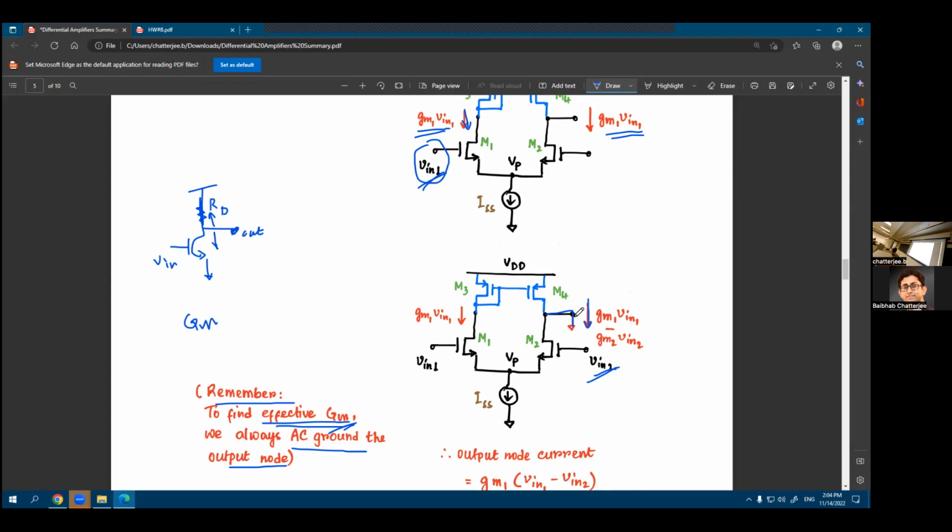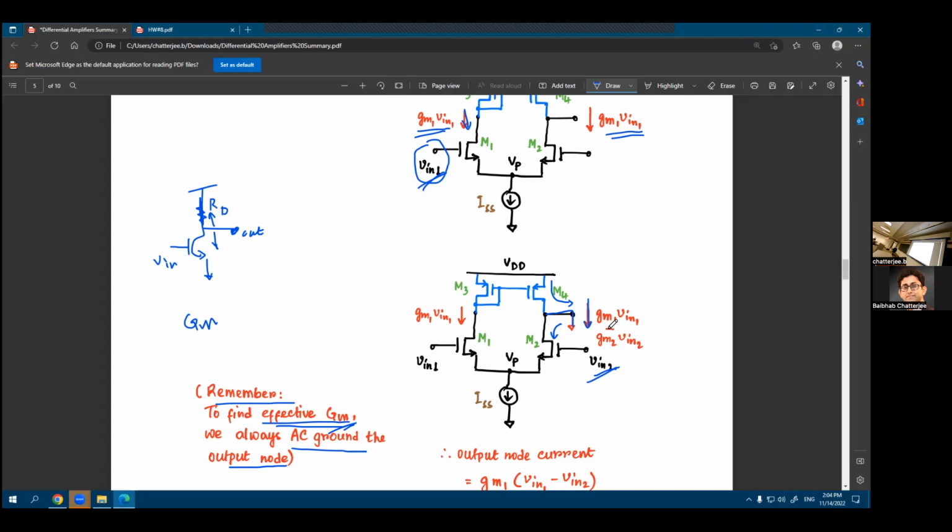So you're trying to find out the current, but remember that you have to AC ground the output node while you are trying to find out GM. And that is true for any analysis that you do in any circuit. Okay? So that's the method you should follow to find out the capital GM. If you are connecting an AC ground to it, the current that was flowing through M4 will go to that AC ground, and the current that flows in M2 will come out of that AC ground, right? So that's why you have the currents flowing in two different directions. That's why you have this subtraction sign.